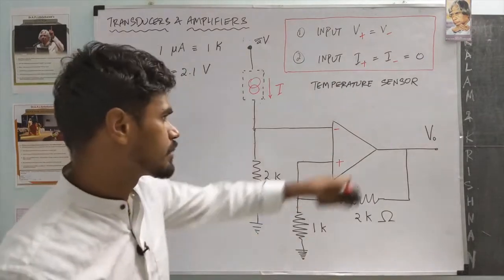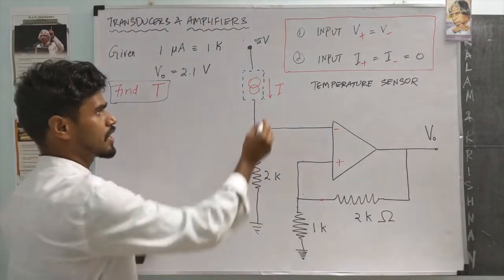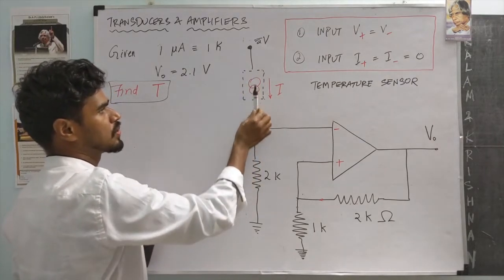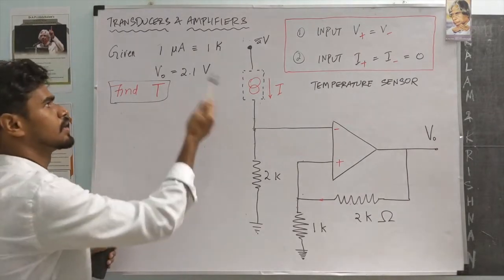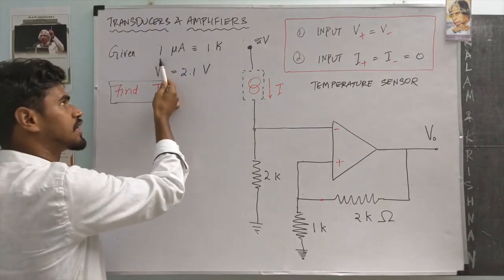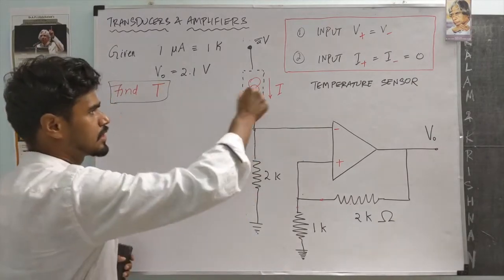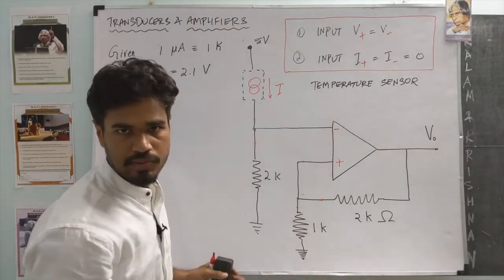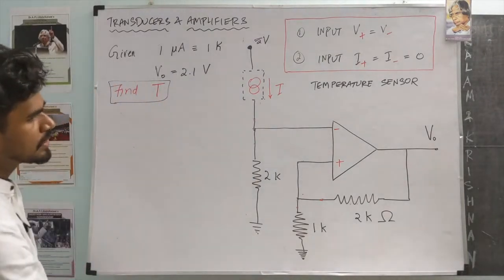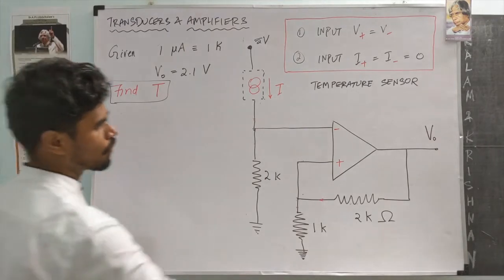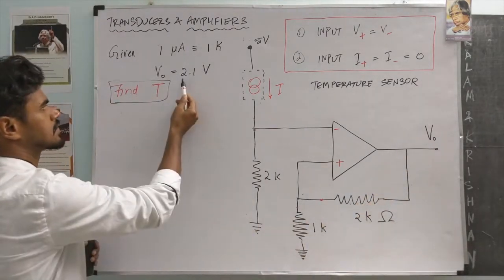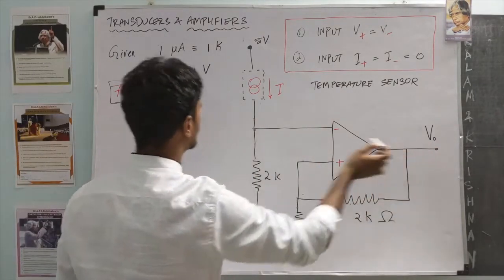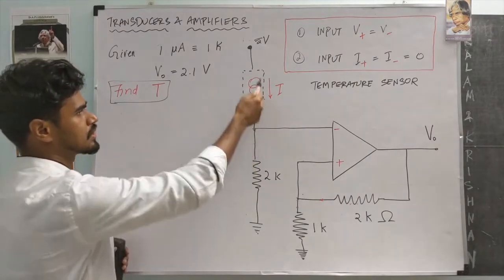In this example, we'll look at a temperature sensor. We have a temperature sensor where the current through it depends on the temperature. Specifically, if the temperature is 1 Kelvin, it will generate a current of 1 microamp. We have such a temperature sensor connected in an op-amp circuit like this. For this example, we know the output voltage. Let's say it's 2.1 volts. Given this circuit and this output voltage of 2.1, find the temperature that would have caused this.